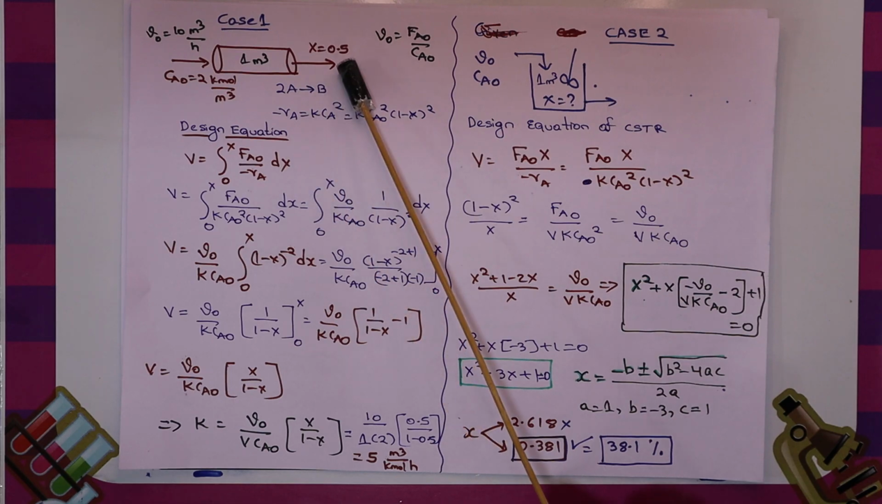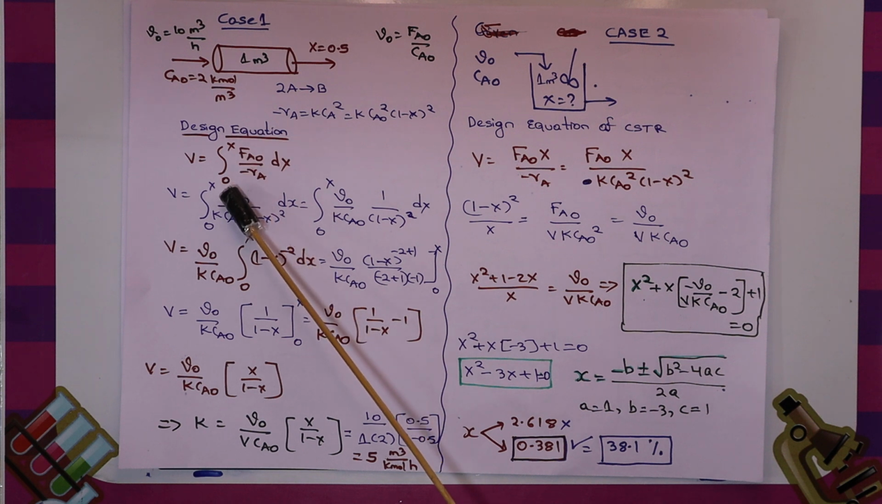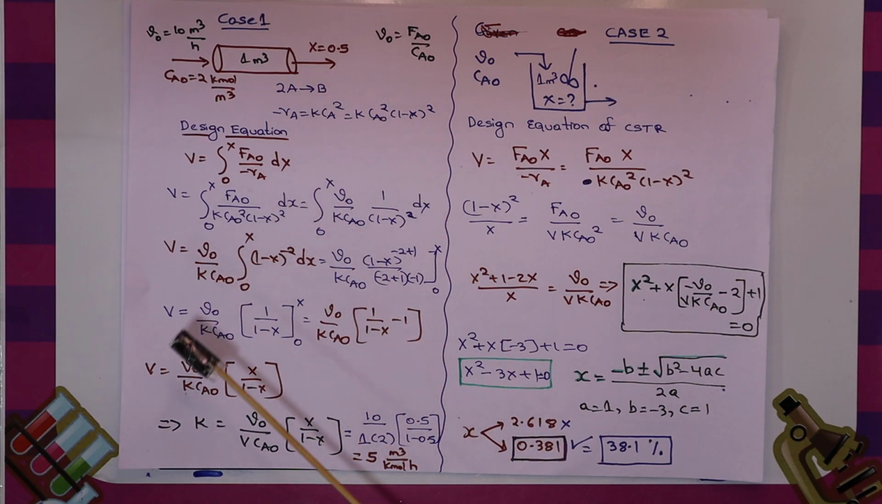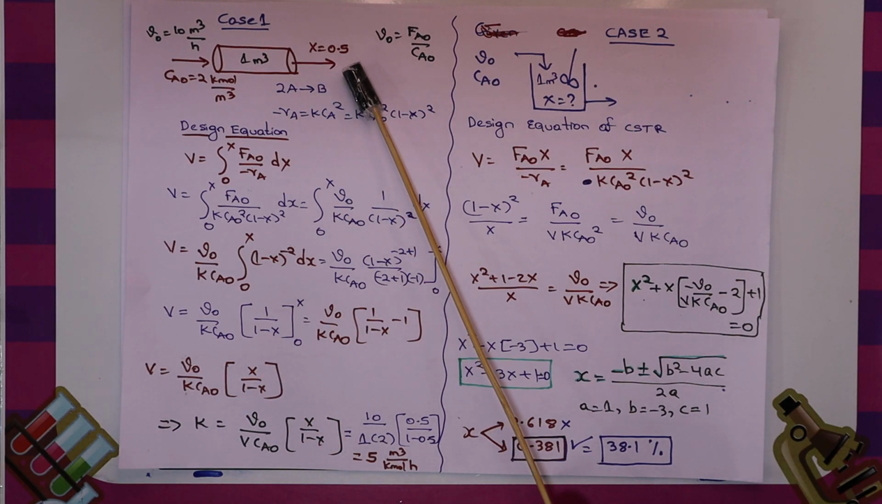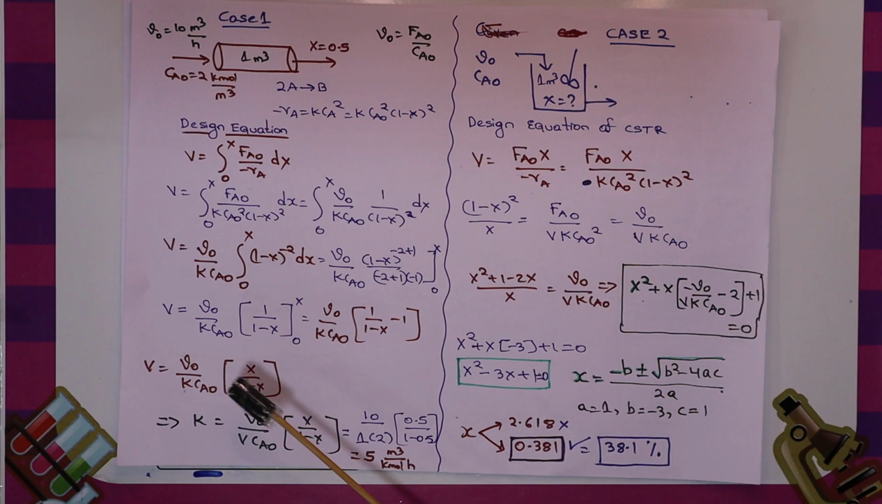If you take the design equation of the PFR, the volume of the reactor is the integral from 0 to X of FA0 by minus RA dX. If you substitute the rate of reaction and integrate, you get the volume of the reactor as volumetric flow rate divided by rate constant times initial concentration, times X by (1 minus X). We know X, which is 0.5, and we know the volumetric flow rate, the concentration and the volume. So you can calculate k from this equation. From this information, we get k equal to 5 meter cube per kilomole hour.